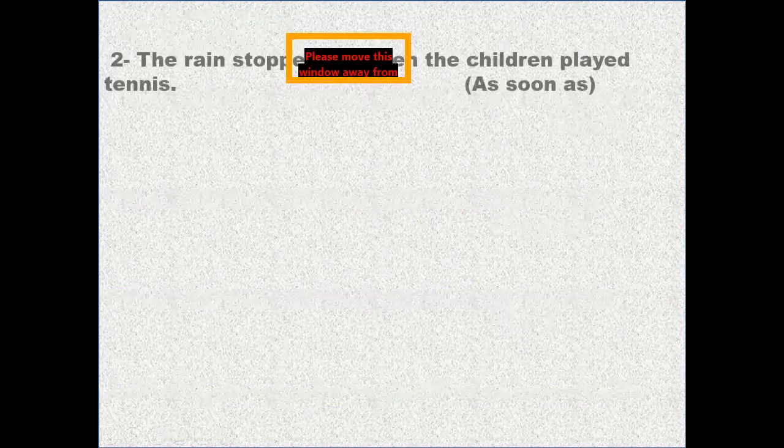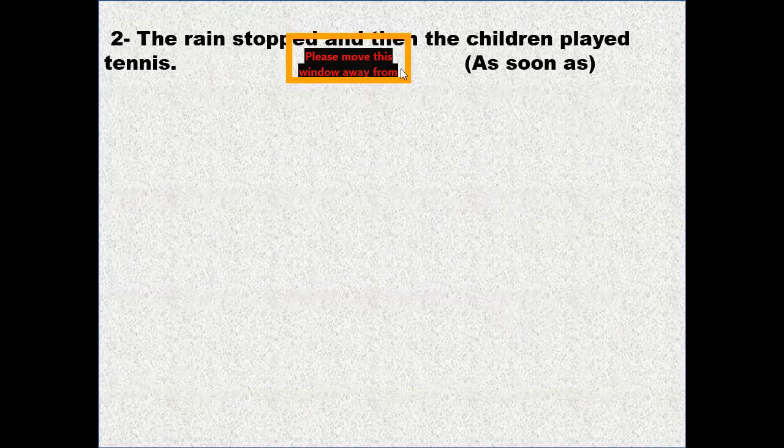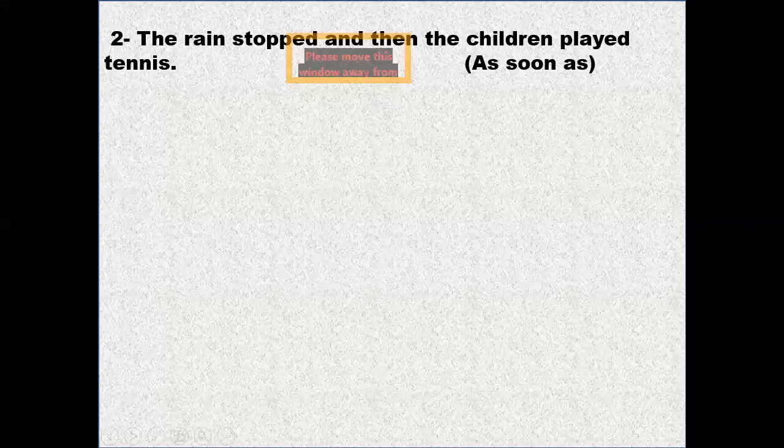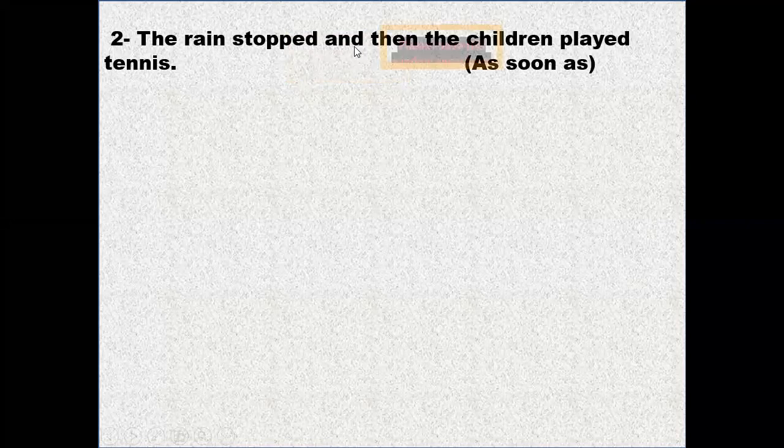Let's go to number two. The rain stopped and then the children played tennis. Two actions happened, one happened after the other. What is the first action? The first action is the rain stopped. So I will put it in the past perfect tense, had plus the past participle. But as soon as is followed by the past participle of the verb.